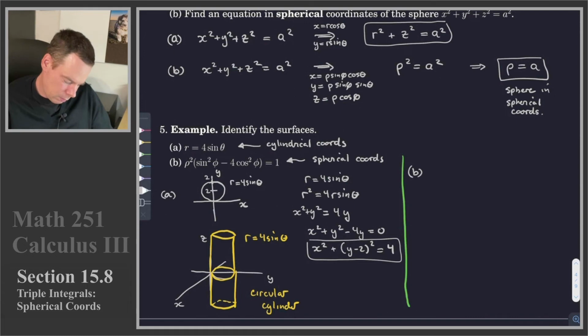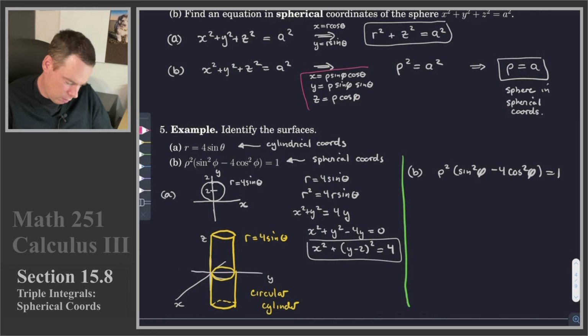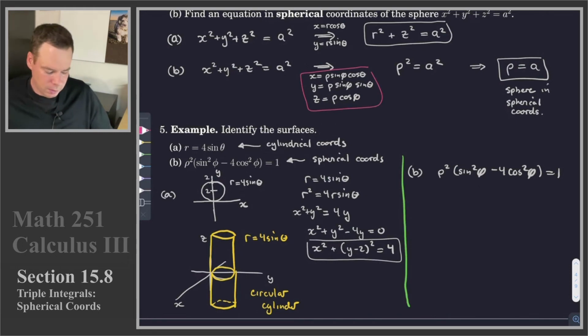And in this case, we get rho squared times sine squared phi minus 4 cos squared phi is equal to 1. Now when I think back to the equations, I can take a peek just above here because I've written them down. There they are, the equations that relate x, y, and z to our spherical coordinates. I see that I can deal with a rho times a cosine, but a rho times a sine phi, I need those extra things involving the thetas there.